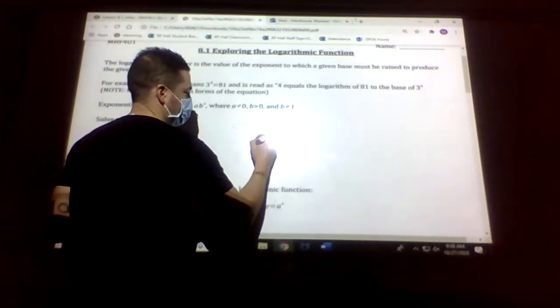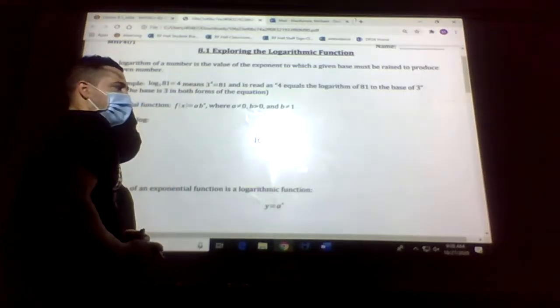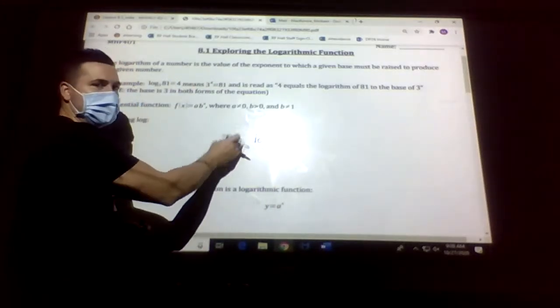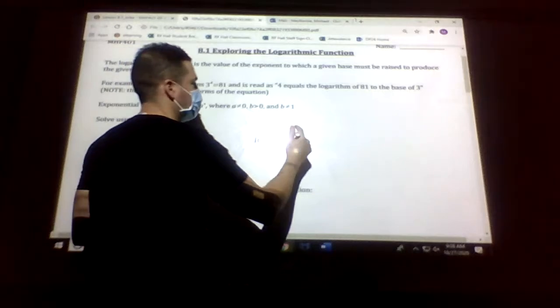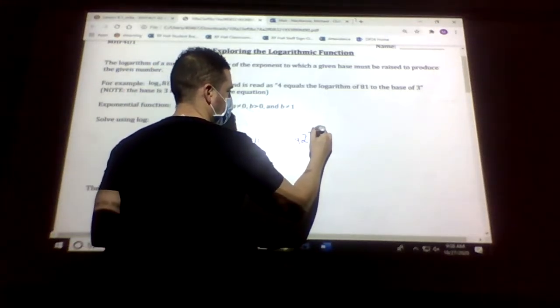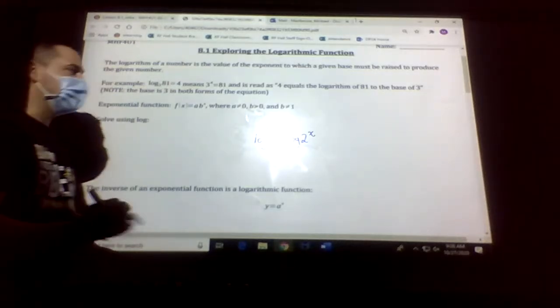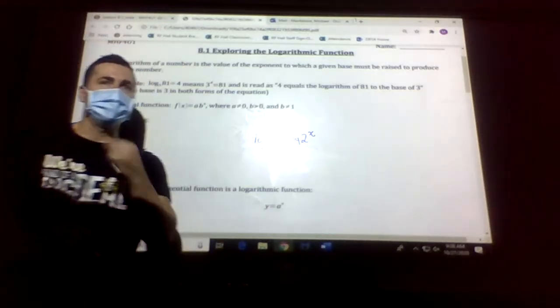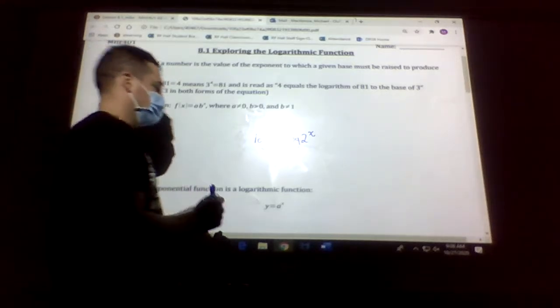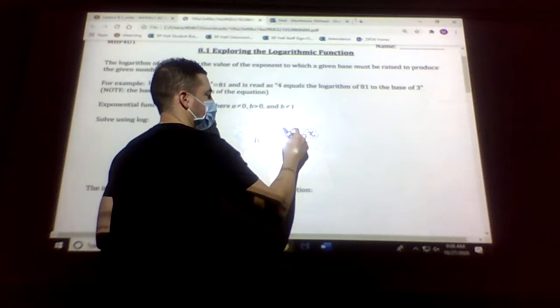From what you learned last year, if we want to isolate for x, we add log. So we have log 8. We add log on one side, and whatever you do to one side, you must do to the other side. So we have log 8 equals log 2 to the power of x. The reason we do that is so that we can now bring the exponent down, to the front of the log.